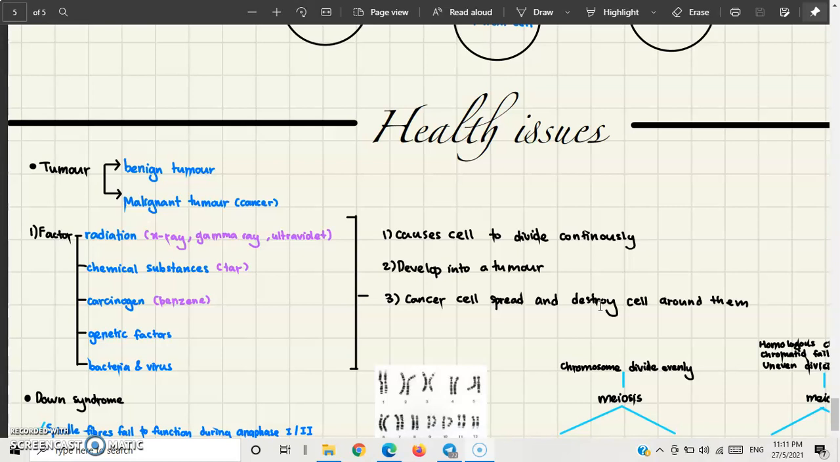And then what happens? Sometimes cancer cells can spread through the lymph vessel and blood vessel to other parts or other organs of the body. It will cause new tumors to develop on the other organ. And then finally, it will cause damage to the organ and cause death. Okay, so that was the danger of cancer.